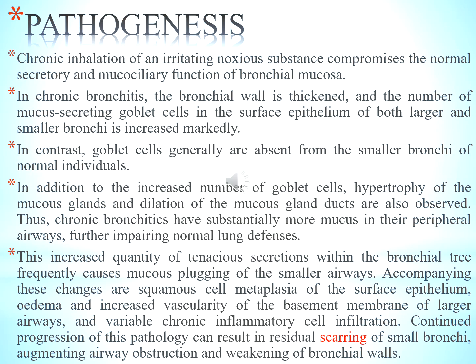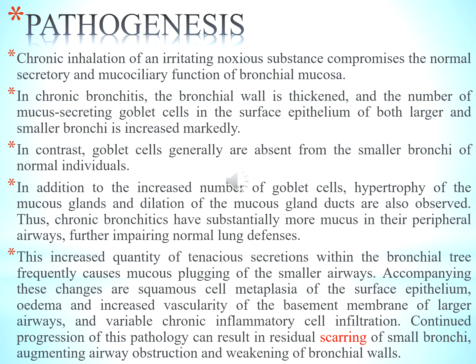In the case of chronic bronchitis, pathogenesis includes chronic inhalation of irritating substances. It affects the normal secretory and mucociliary function of the bronchial mucosa. In chronic bronchitis, the bronchial wall is thickened and the number of mucus secreting goblet cells in the surface epithelium of both larger and smaller bronchi is increased. In contrast, goblet cells generally are absent from smaller bronchi of normal individuals. That is, an increased number of goblet cells, hypertrophy of the mucus glands, and dilation of the mucus gland ducts are also seen in chronic bronchitis.